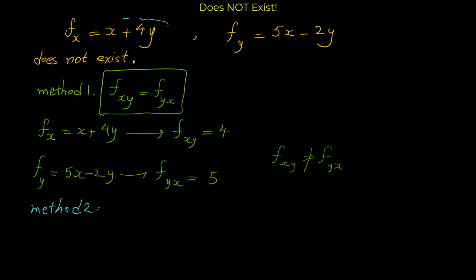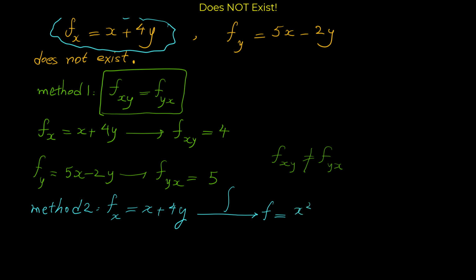Again, we start with this. The partial derivative of f with respect to x is x plus 4y. If the partial derivative of f with respect to x is this, with integration with respect to x, we can find the original f. So, what type of function has this partial derivative with respect to x? For finding that, we take the integral with respect to x. We do the opposite. The integral of x is x to the 2 over 2.